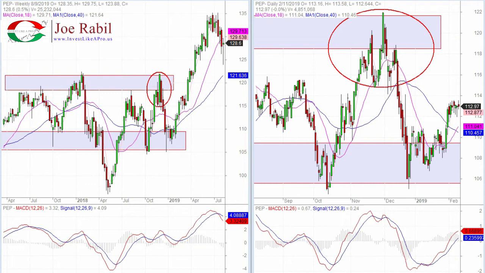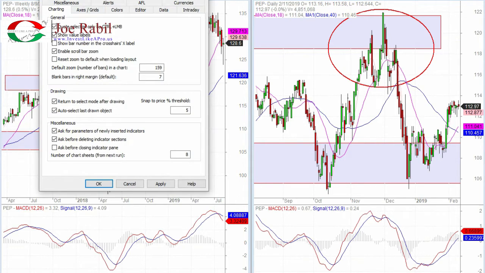And then let's go and look at the PepsiCo chart. On the left side, I've got the weekly, and on the right side, I've got a daily chart. I've already circled the area in question, and you're looking at a weekly chart. Let's start with the weekly. Always start with a higher time frame trend.